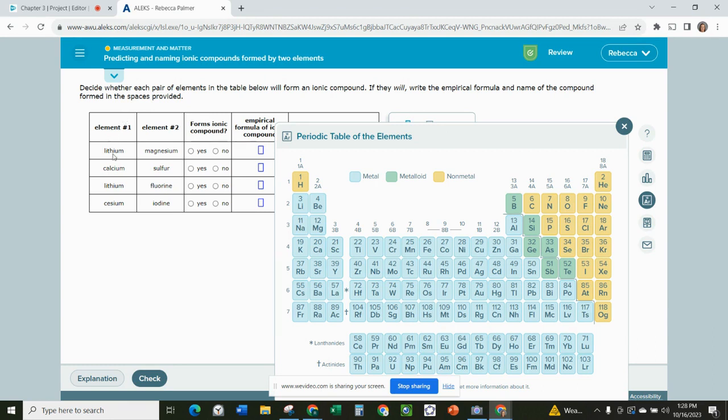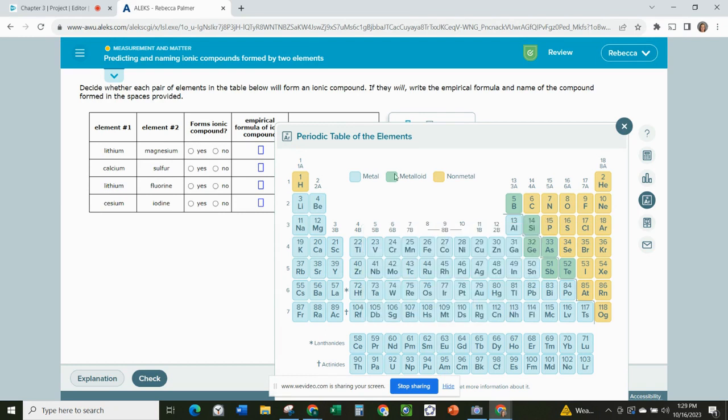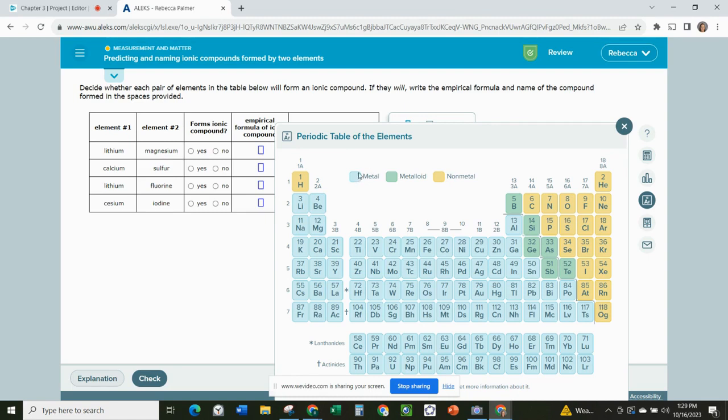Okay, so the first one, we have lithium. Lithium is here. If you need to figure out the symbol and the name, you can click on the element. So Li is lithium, and magnesium is right next to sodium down here. This periodic table helps me know that these are both metals. Two metals are not going to form an ionic compound. So then we're done with that row.